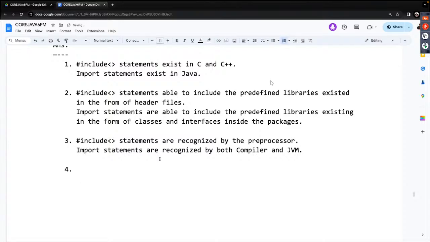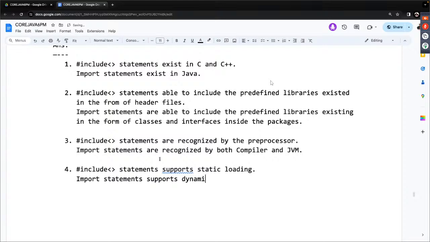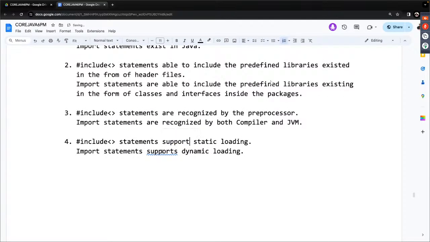Now tell me, which one supports static loading and which one supports dynamic loading? If we come to this point, hash include statements support static loading, whereas import statements support dynamic loading. Hash include statements support static loading and import statements support dynamic loading. This is one point here. All of you understand it clearly?